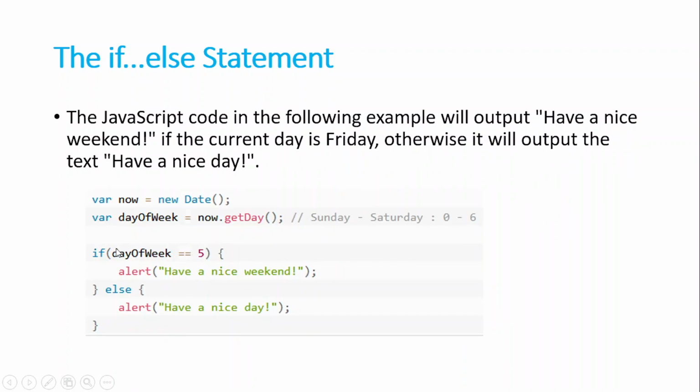You can see the last example. We have added one more else statement, have a nice day. If the day of the week is 5th, then we'll be writing this have a nice weekend, otherwise we'll be just writing have a nice day. So this is basically the if else statement. This is how we write it.